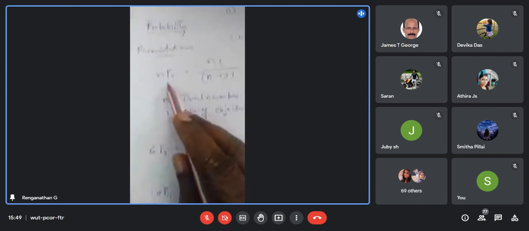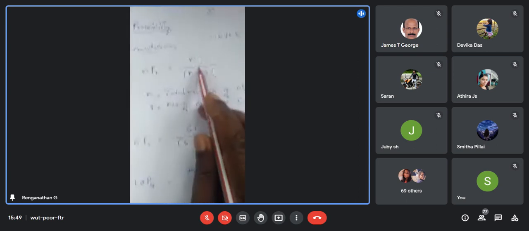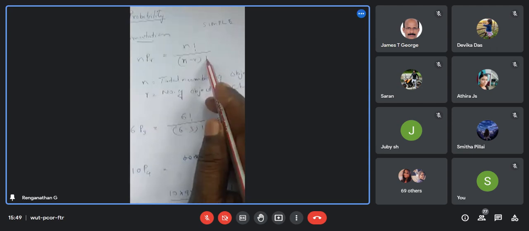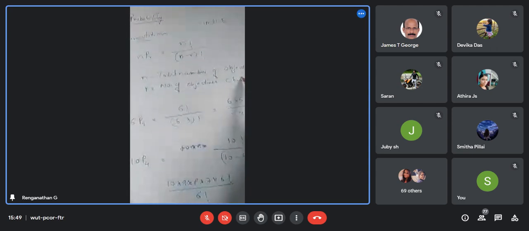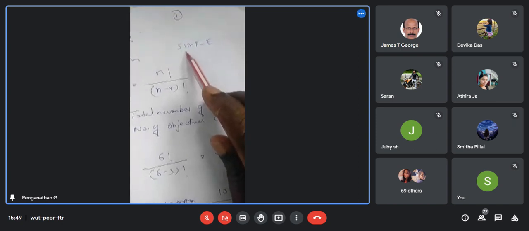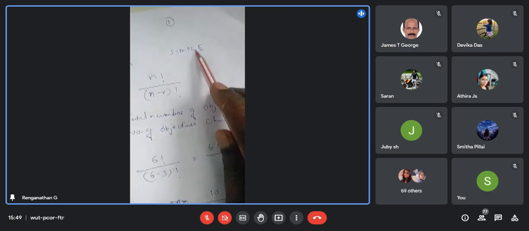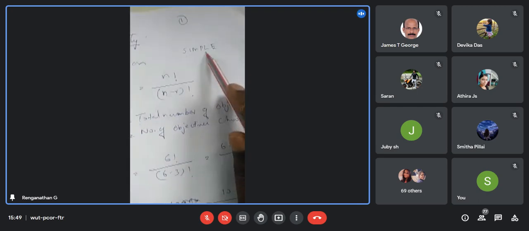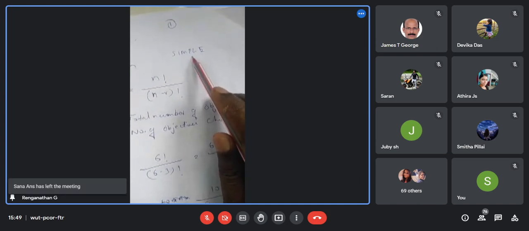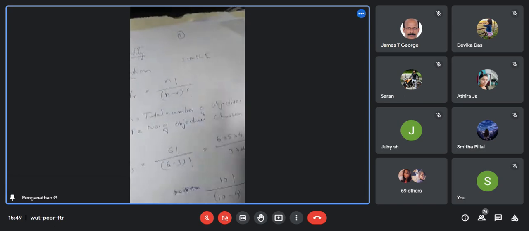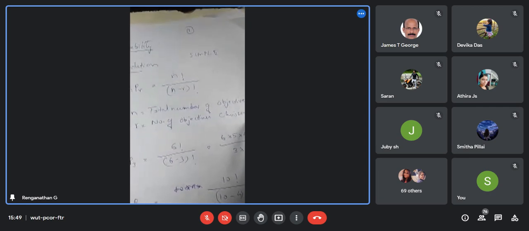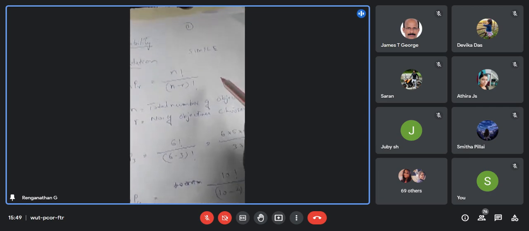So we put this into the formula. nPr is equal to n factorial divided by (n minus r) factorial. n means the total number of objects, which here are the letters of the word SYMBOL. There are 6 letters, so n is equal to 6. Then r is the number of objects chosen. Here we choose 3 letters.